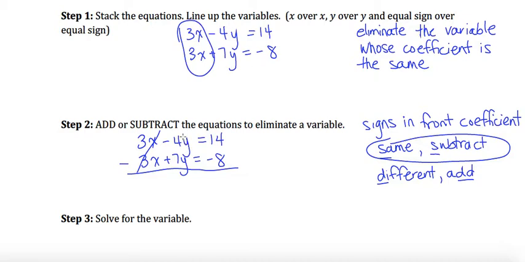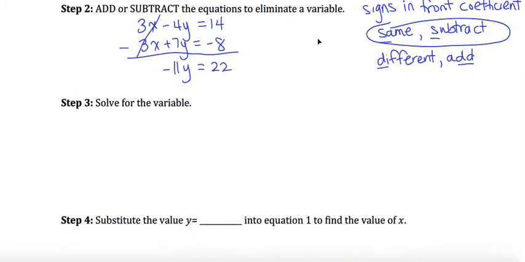because we can only solve for one variable at a time. And then I have negative 4 take away positive 7, which is the same as negative 4 take away 7, which is negative 11y. And that is equal to 14 take away negative 8, which is the same as 14 plus 8, which is 22. So now I have eliminated one of my variables by adding or subtracting. In this case, I subtracted because the signs in front of my coefficients were the same. They were both positive. And now I have an equation that just has one variable.